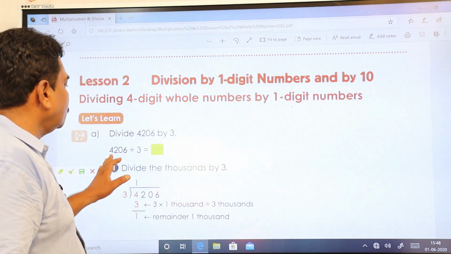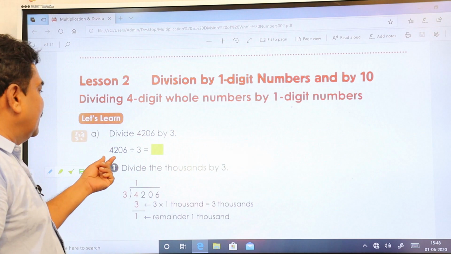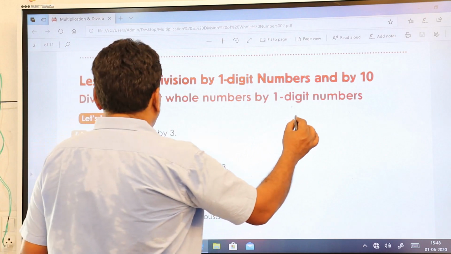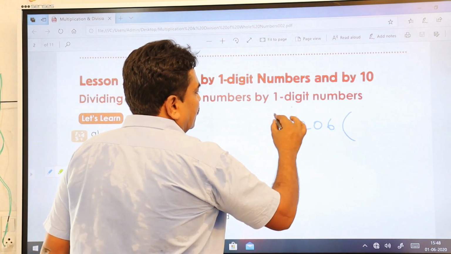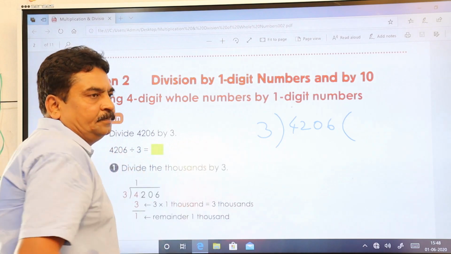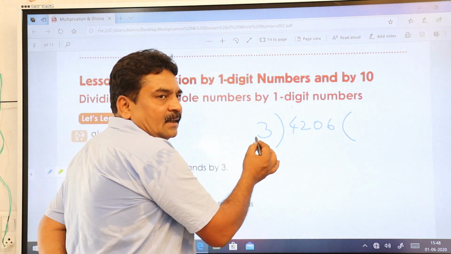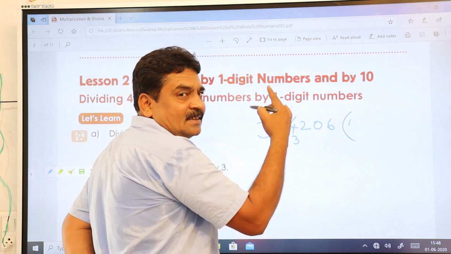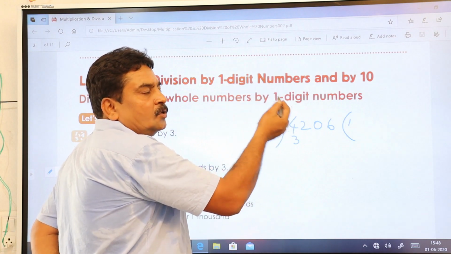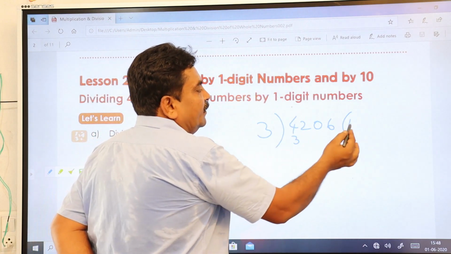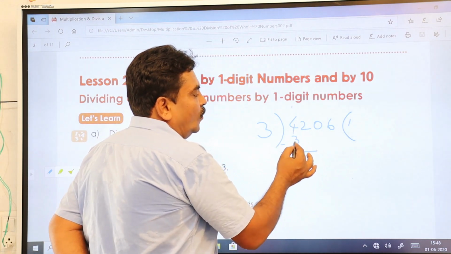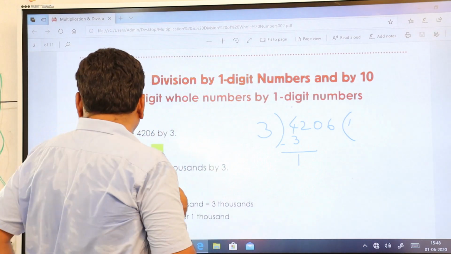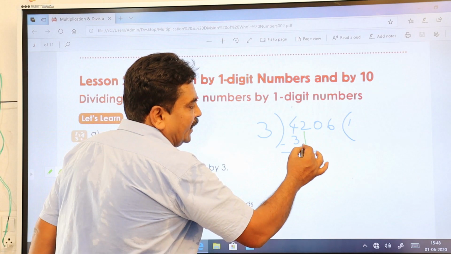Let us do this. So now the divisor is 3 and dividend is 4206. So dividend I'll write down 4206, and this is your divisor 3. Now see, 4 is bigger than 3. We can do it, right? So 3 one time 3. 3 two times is 6, which is more than 4. So you take only the smaller value. So 3 one time is 3. You just minus it. 4 minus 3 is 1. 1 is smaller than 3. That's why you are going to take this 2 here.